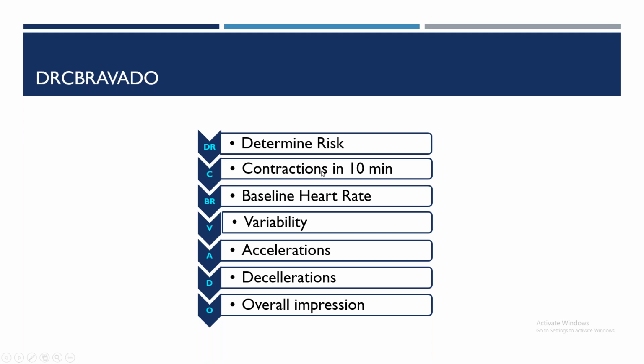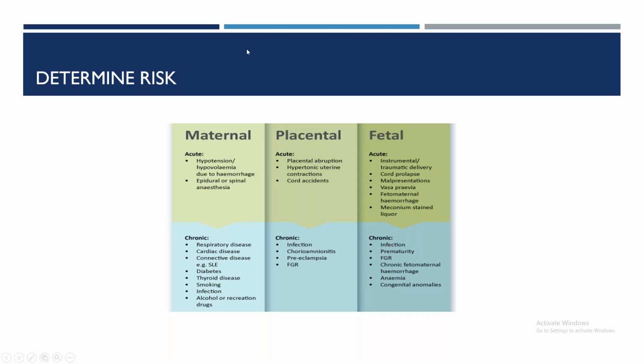Next is C. C is the contractions in 10 minutes, so you have to count the contractions in 10 minutes. Third is BRAVADO, that is BRA, baseline heart rate. Then V is the variability, A is accelerations, D is decelerations, and finally, depending on all these parameters, you make an overall impression of the CTG. So always remember that you have to interpret the CTG in this DR C BRAVADO format.